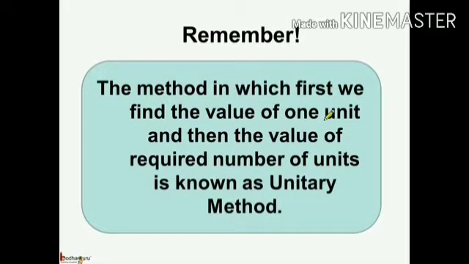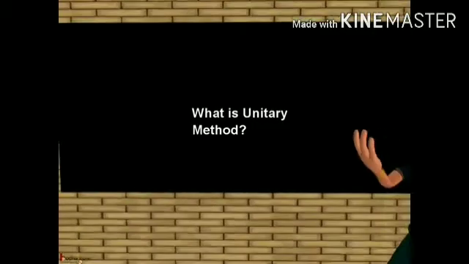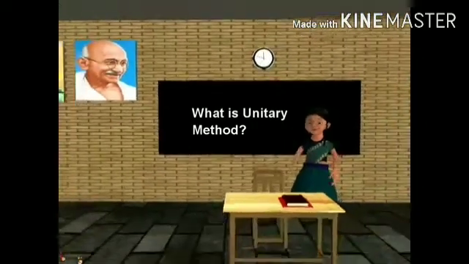That's all students. Now what is the unitary method? This is the method in which first we find the value of 1 unit and then the value of the required number of units. It is known as the unitary method.